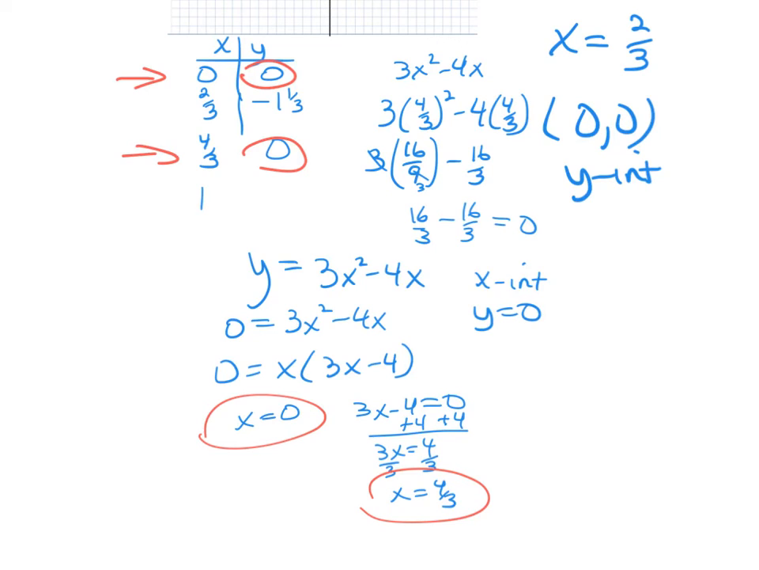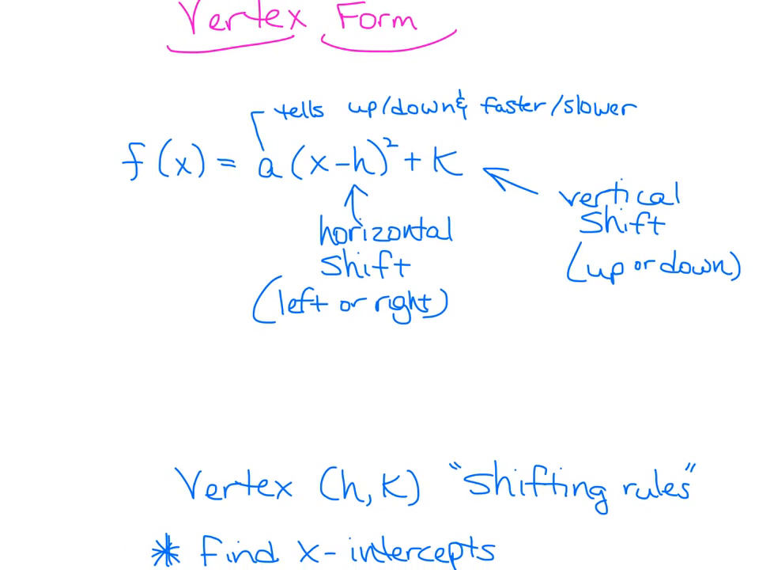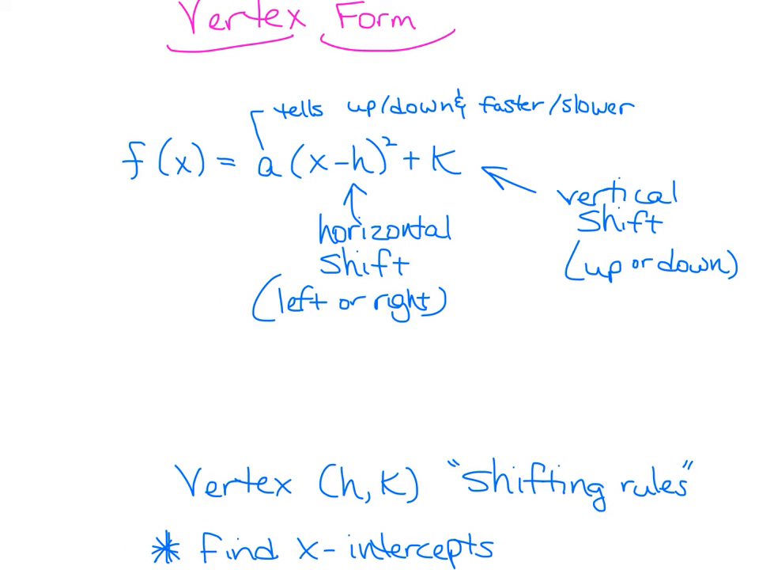Let's try the vertex form. This is the other form of the equation you're going to see. The other one we've been working with was called standard form. This looks like the formula I had written on the whiteboard behind me. Remember, the H tells you the shift left and right. It's the number in the parentheses. The K tells you the shift up and down.